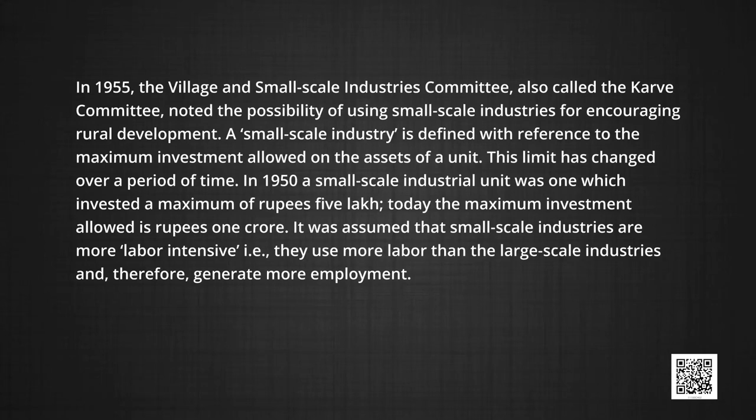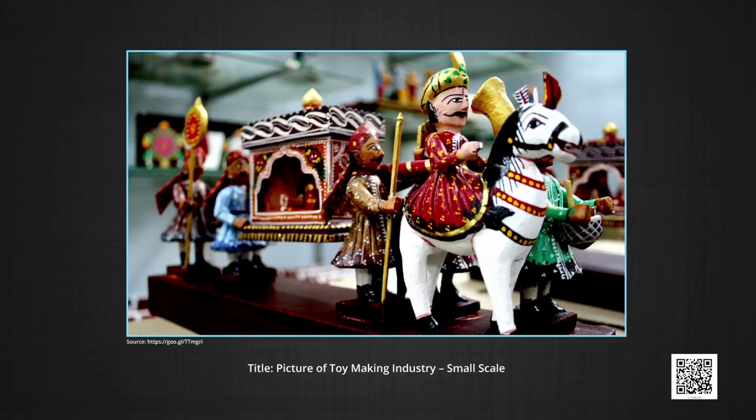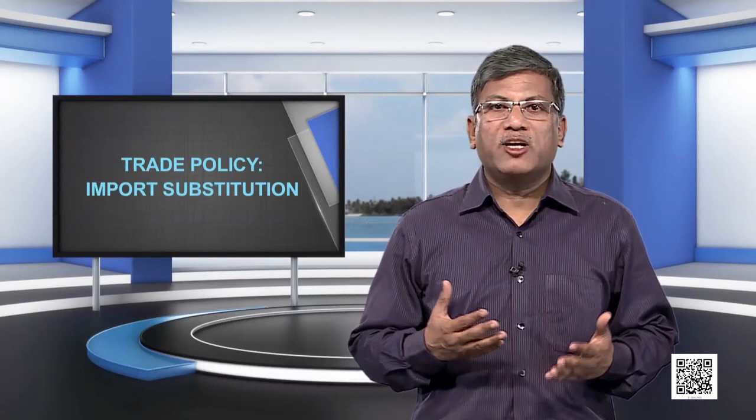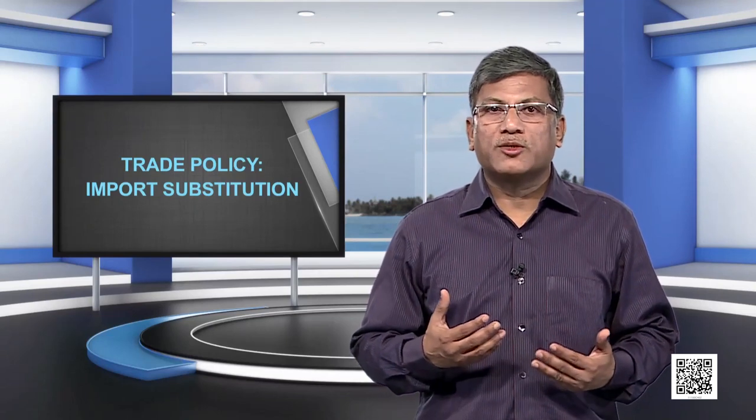It was assumed that small scale industries are more labor intensive, that is, they use more labor than the large scale industries and therefore generate more employment. It is evident that growth of small scale industry requires them to be protected from the large firms. To fulfill this motive, the production of a number of products was reserved for small scale industry, the criteria of reservation being the ability of these units to manufacture the goods. These industries were also given some incentives to flourish, such as lower excise duty and bank loans at lower interest rates. Now come to discuss the point, trade policy, which is also known as import substitution policy.